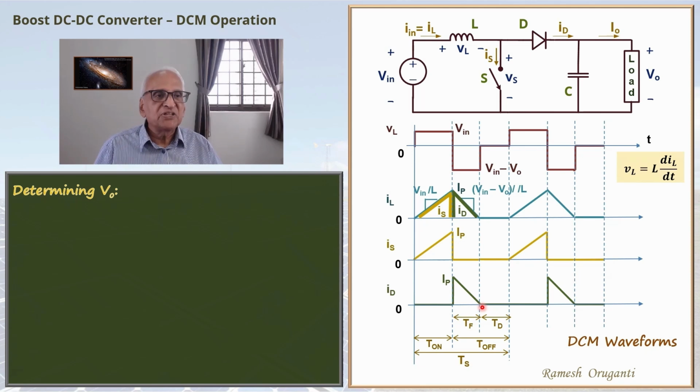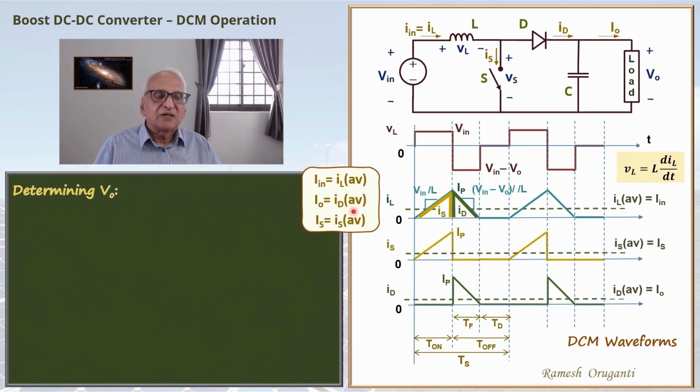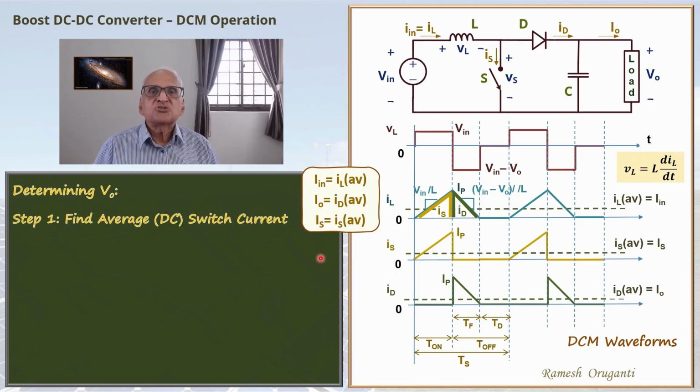The average of the inductor current, as we saw, is the input DC current. IL average is IN. The average of the diode current is the output DC current. So ID average is I0. The average of the switch current is the DC switch current. It's nothing special. In this derivation, we will start with finding the average switch current or the DC switch current.